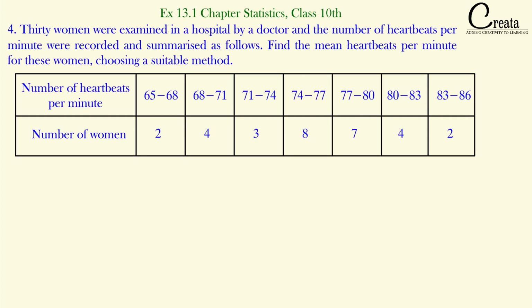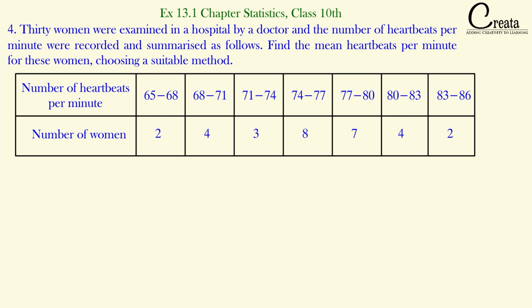So this is the question. In this question, 30 women were examined in a hospital by a doctor, and the number of heartbeats per minute are recorded and summarized as given in the table. If you check the first row, we have the number of heartbeats per minute for those 30 women, the 30 patients. In the second row, we have the number of women. That is, two women have their heartbeat in the range of 65 to 68. On the extreme right, we have two women who have a heartbeat in the range of 83 to 86.